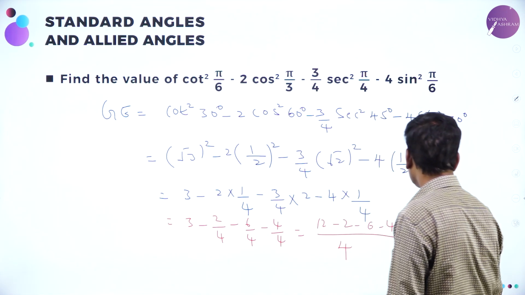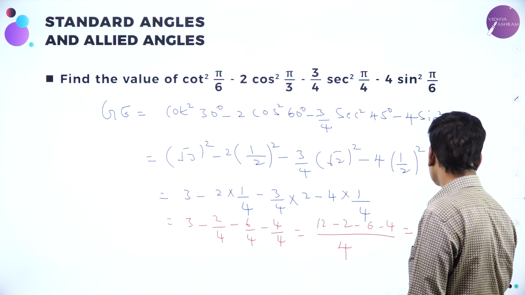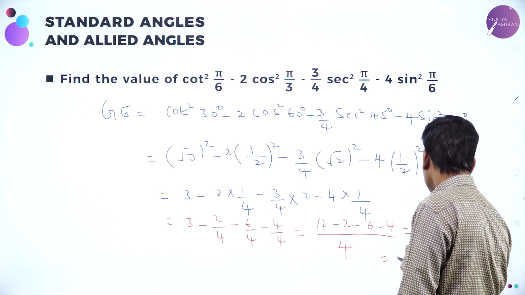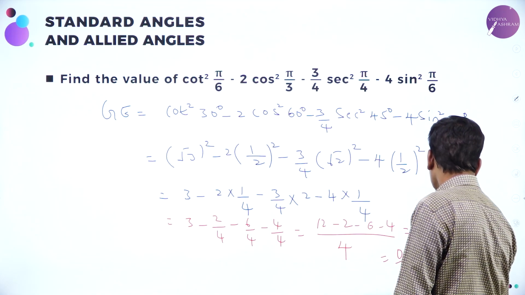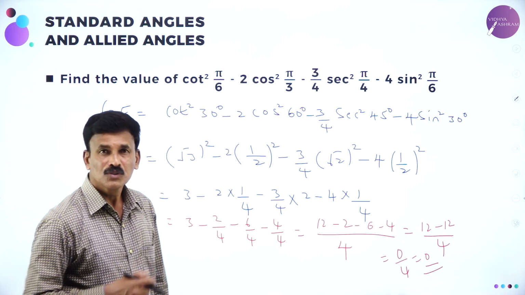What is this equal to? This is equal to 12 minus 6 minus 4 is minus 10 minus 12. 12 minus 12 divided by 4. So, 12 minus 12 is 0 by 4 is equal to 0. The simplified answer is 0. That's it. Okay. Very simple problem.